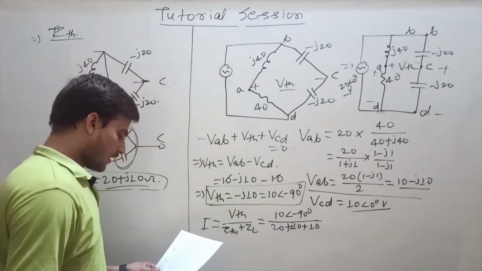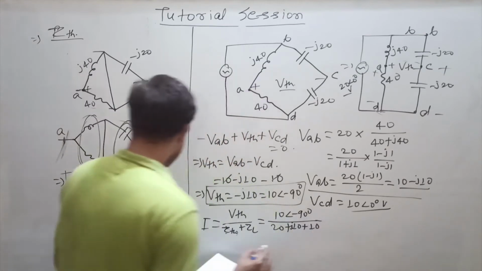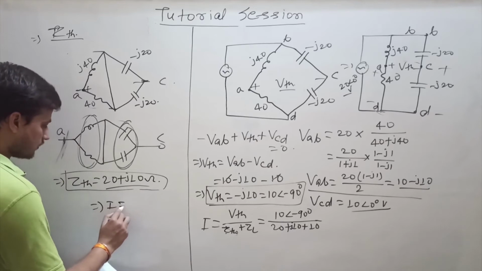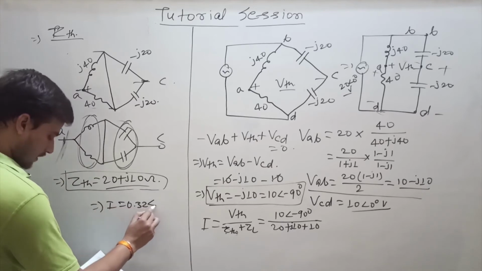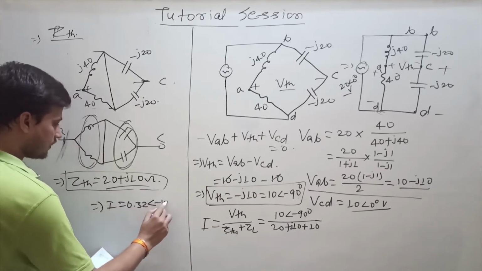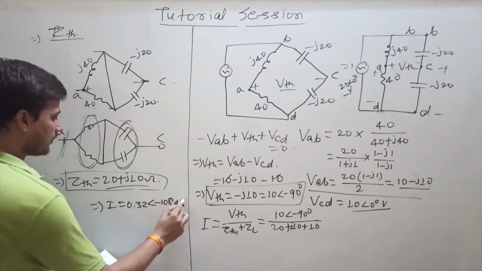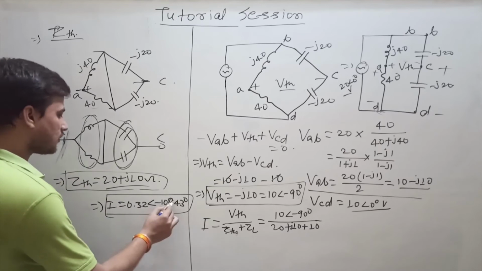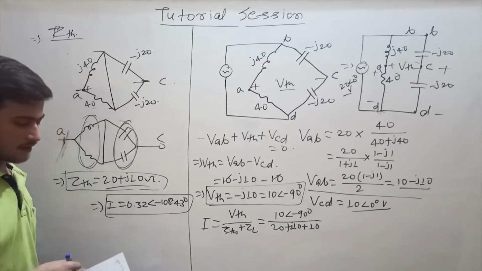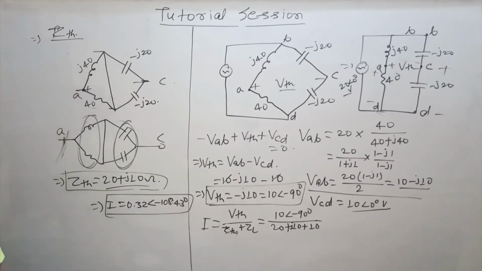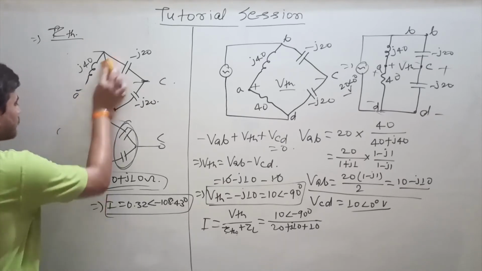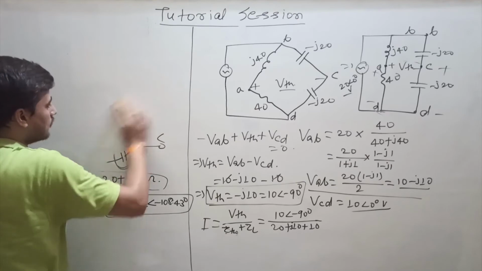So from here you will get I coming 0.32 at the angle minus 108.43 degree. This is the fifth question. Next, let us solve one more question.